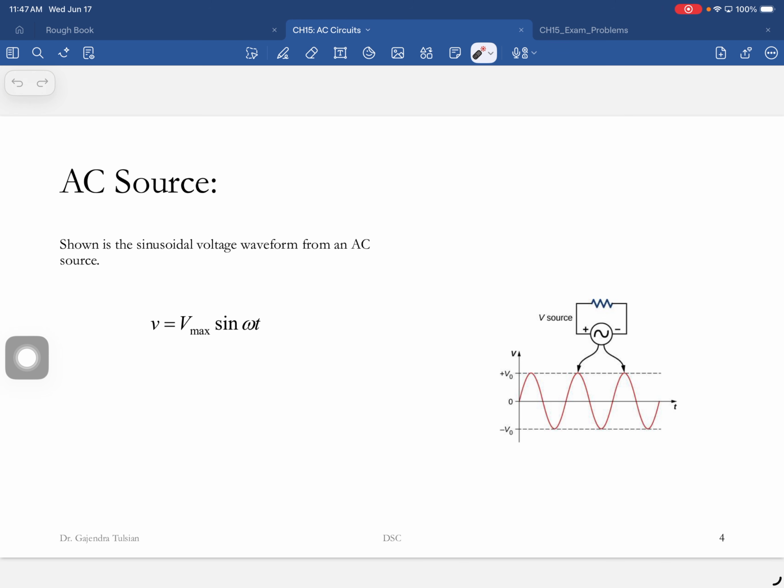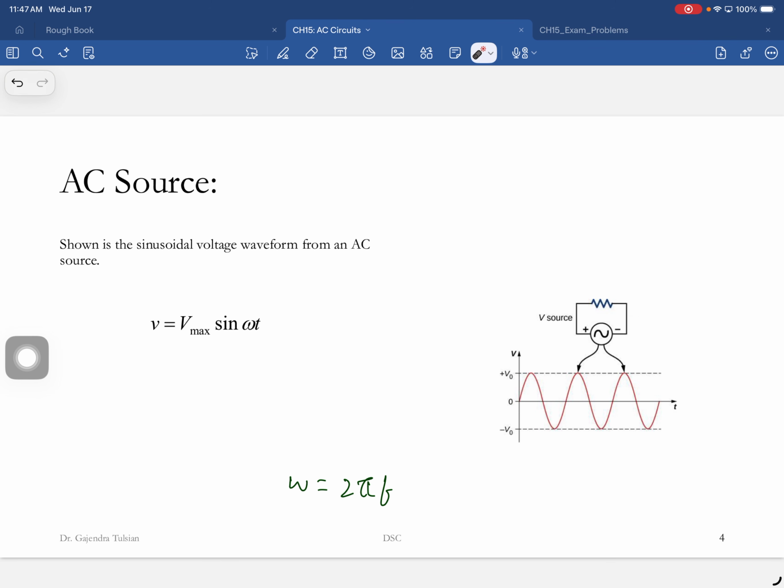So, sine omega t, where omega is 2 pi f, and f is 60 hertz. So what you're getting out of the wall is that. You're getting a voltage like this.